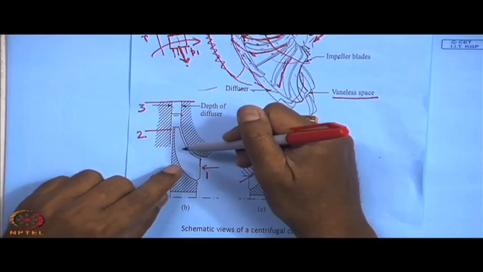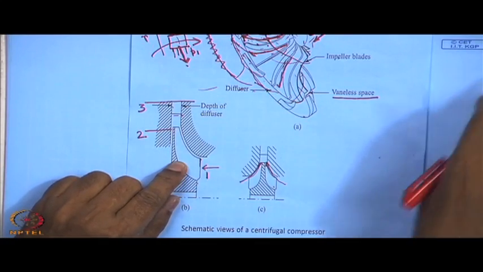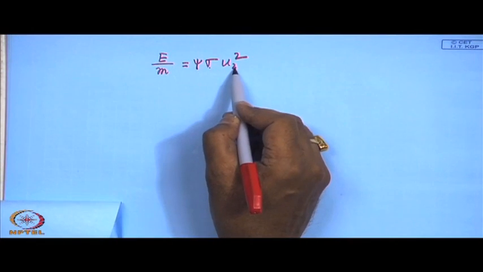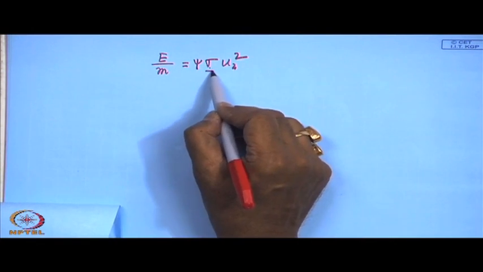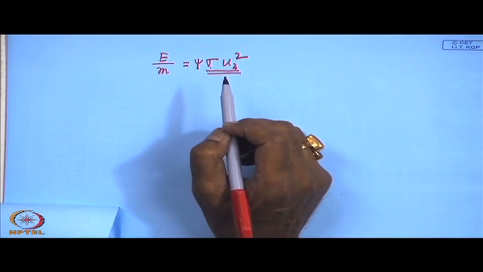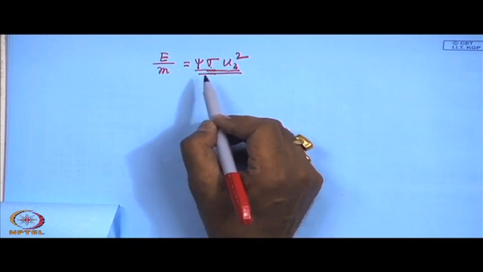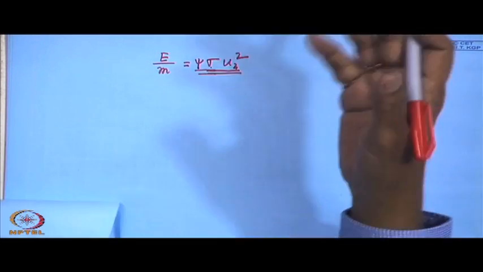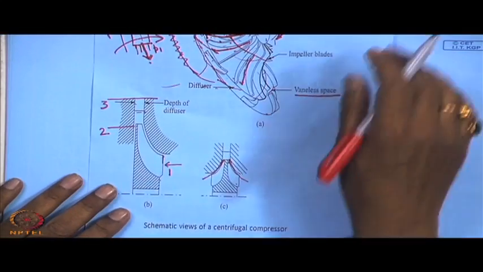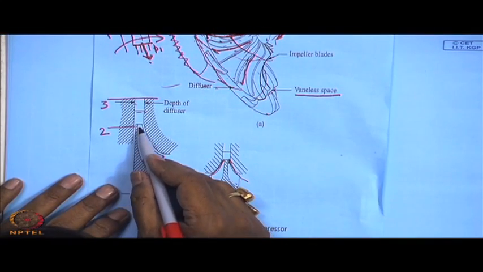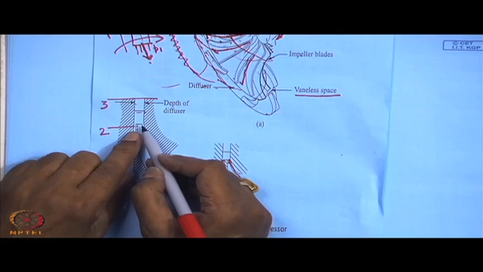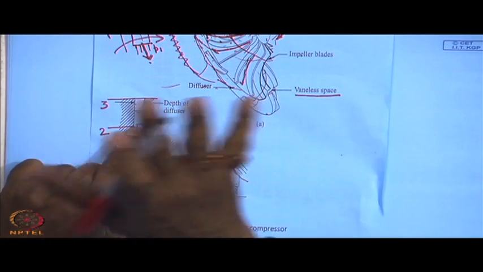So, the energy is being imparted here, whose value is, just now we have written, psi sigma u2 square. This is the energy required, but actually fluid gets this energy sigma u2 square. Psi sigma u2 square is the total energy required, part of which is lost in friction. So, therefore, this energy is being imparted in the fluid only here. So, from 2 to 3 there is no energy given.